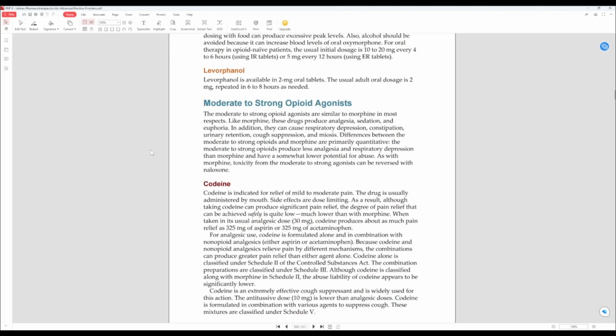Which brings us to the last one, levorphanol. Levorphanol is available in 2 milligram oral tablets. The usual adult dosage is 2 milligrams repeated every 6 to 8 hours as needed.